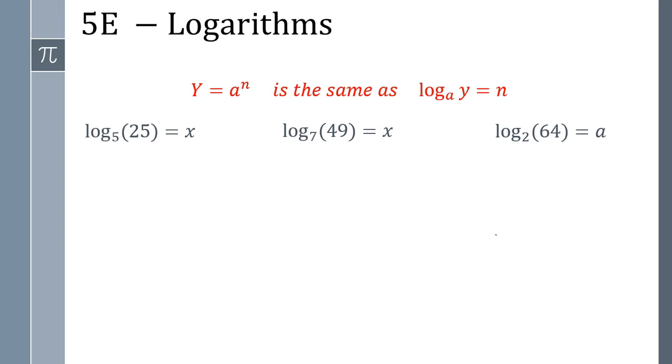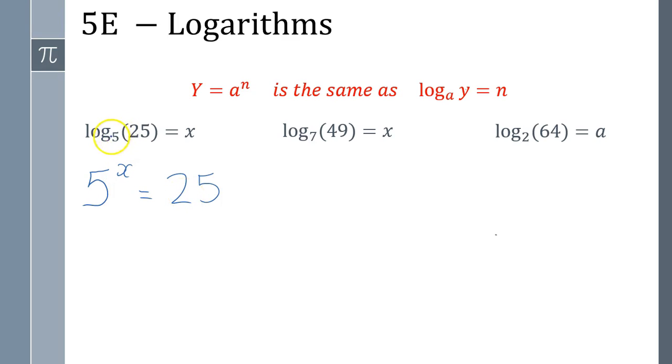What we're doing, we can see a becomes the base, so 5, n becomes the power, and y goes out by itself. Oh, it would help if I actually put it there, wouldn't it? So y is 25 in this example. So a, y, and n. This makes it a lot easier for us to see because it's in index form now. It looks a lot more familiar to what we're used to, and it's pretty much saying 5 to the power of what equals 25.